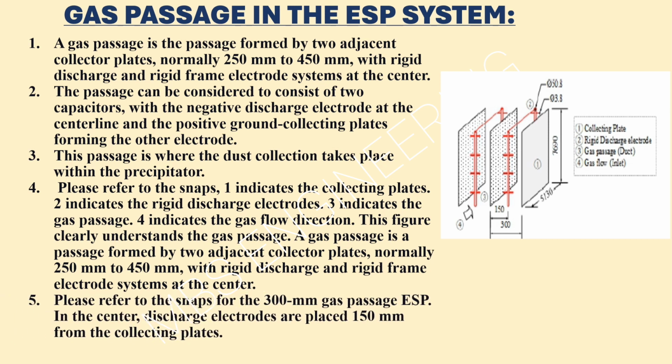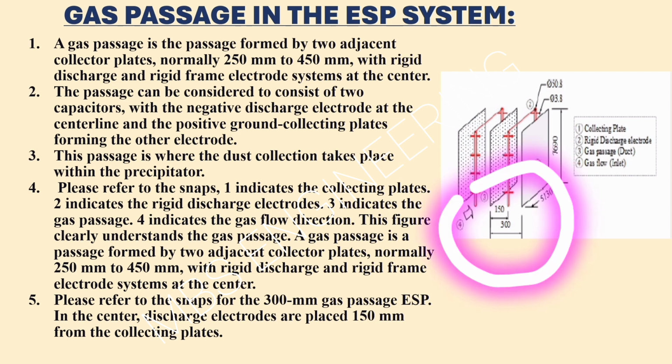A gas passage is a passage formed by two adjacent collector plates, normally 250 mm to 450 mm, with rigid discharge and rigid frame electrode systems at the center. The fifth point, please refer to the snaps for the 300 mm gas passage ESP. In the center, discharge electrodes are placed 150 mm from the collecting plates.